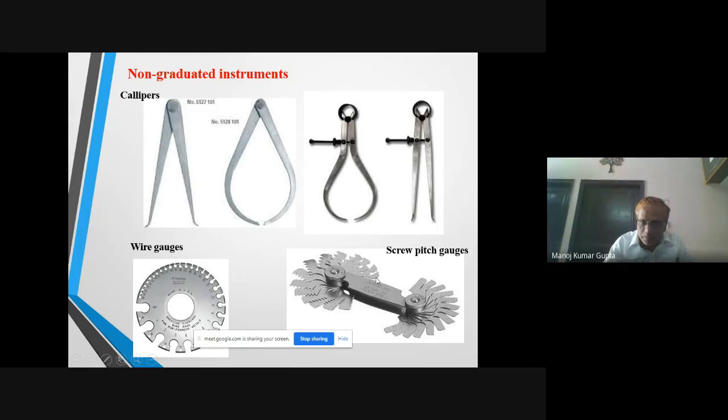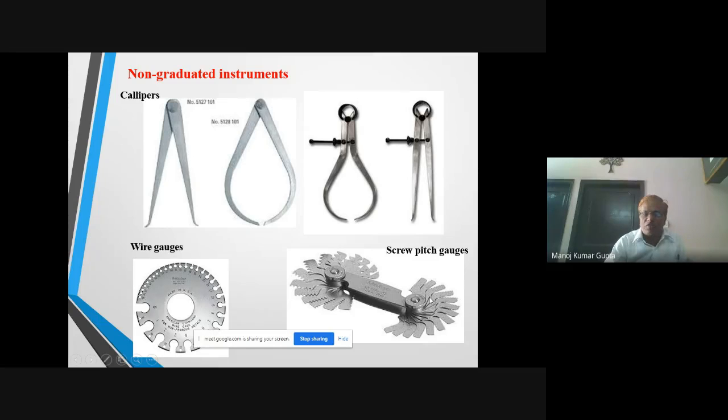Next, as shown in the figure, are screw pitch gauges. In your workshop, these measuring instruments might be available. You can see all these gauges in your workshop and do the measurements with your own hands. Every student should practice this. He should be able to measure the diameter of the wire with the help of this wire gauge.